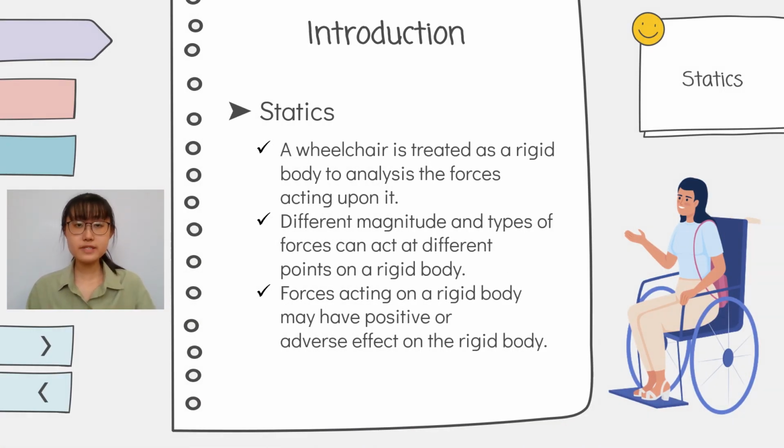From the perspectives of statics, a wheelchair is treated as a rigid body which is at rest. The forces acting on the wheelchair are determined and further analyzed. Generally, different magnitude and types of forces can act at different points on a rigid body. These forces may have positive or adverse impact on the rigid body as well as the wheelchair in our case.